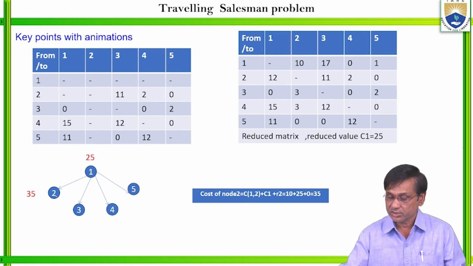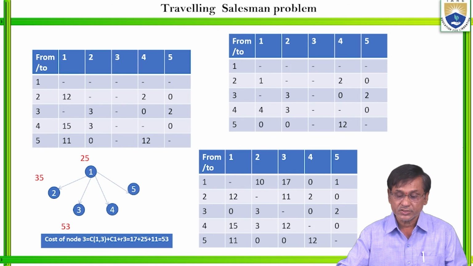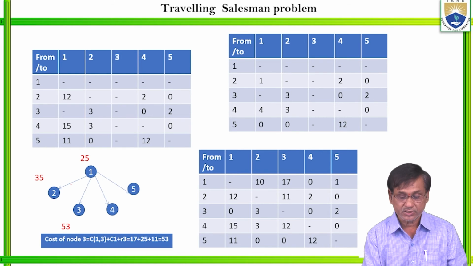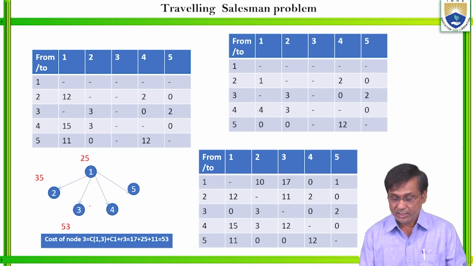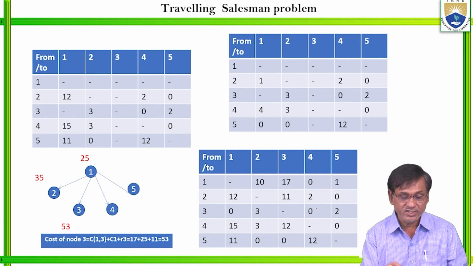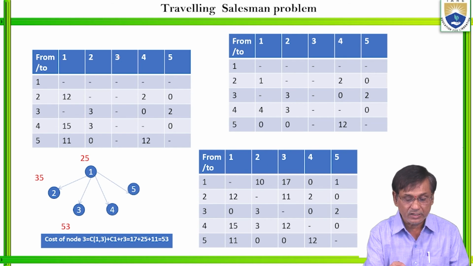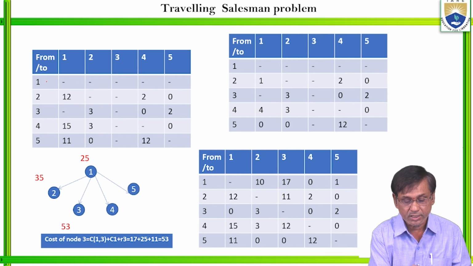After calculating the cost of node 2, we have to find out the cost of node 3. For finding out the cost of node 3, again write the reduced matrix. After writing the reduced matrix, change the elements in the first row and third column. We are considering the third node, so we have to consider the third column only. Take all the values as dashes or infinities. So dash dash dash dash dash is not possible. And also 3 to 1 is also infinity.